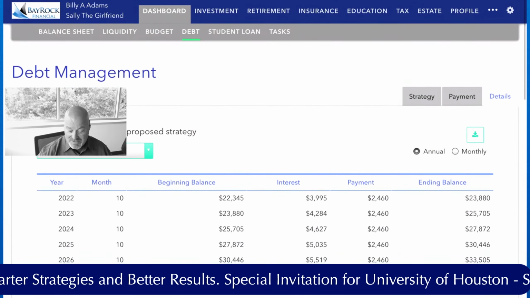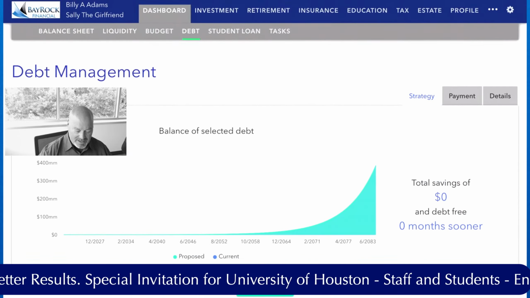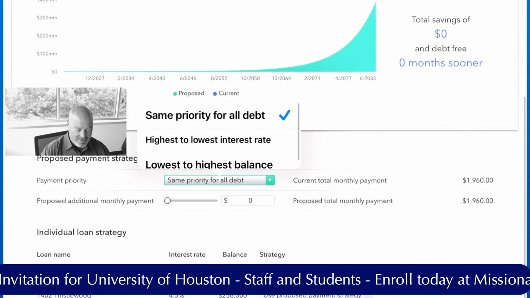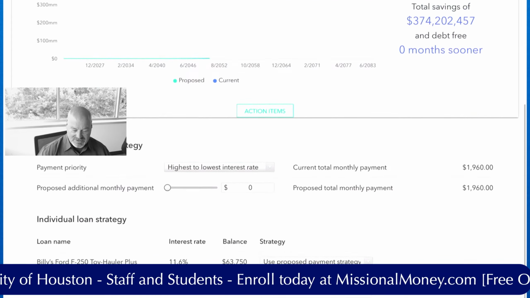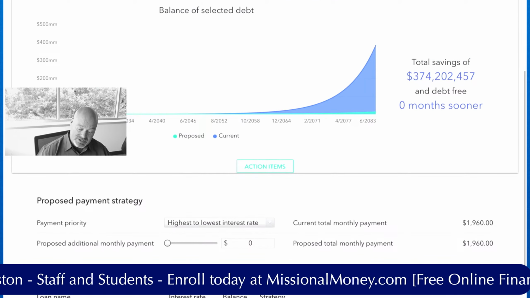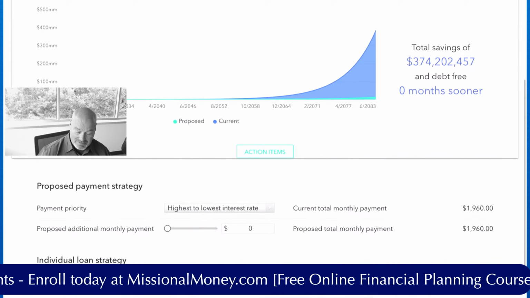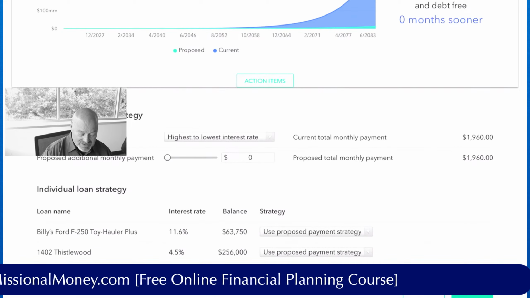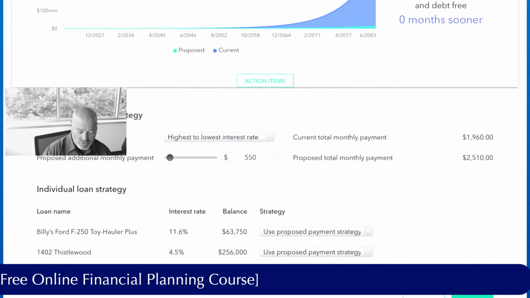So this strategy to pay, again, we're going to just change the strategy to pay off from highest to lowest, hit refresh, and you see what happens there. We save 374. That's not thousand, that's million. That's crazy. And then if we decide to add some extra money to pay this off, we'll see here.